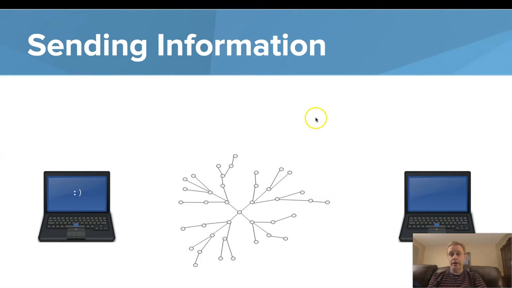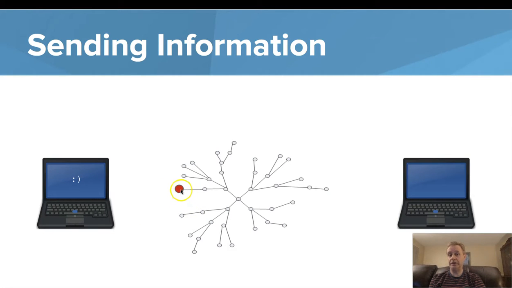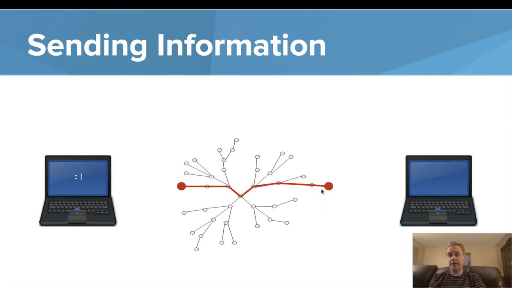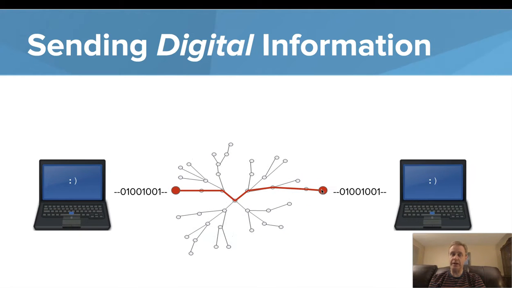Last week when we talked about and examined the internet, we saw that the main purpose of the internet is to send information from one computer to the other. If we have this computer here with Mr. Smiley Face on it, and we want to send to this computer here, first this computer needs to connect to the internet and then find its way to the connection that this computer is making to the internet, and then send the information over the internet using binary numbers.